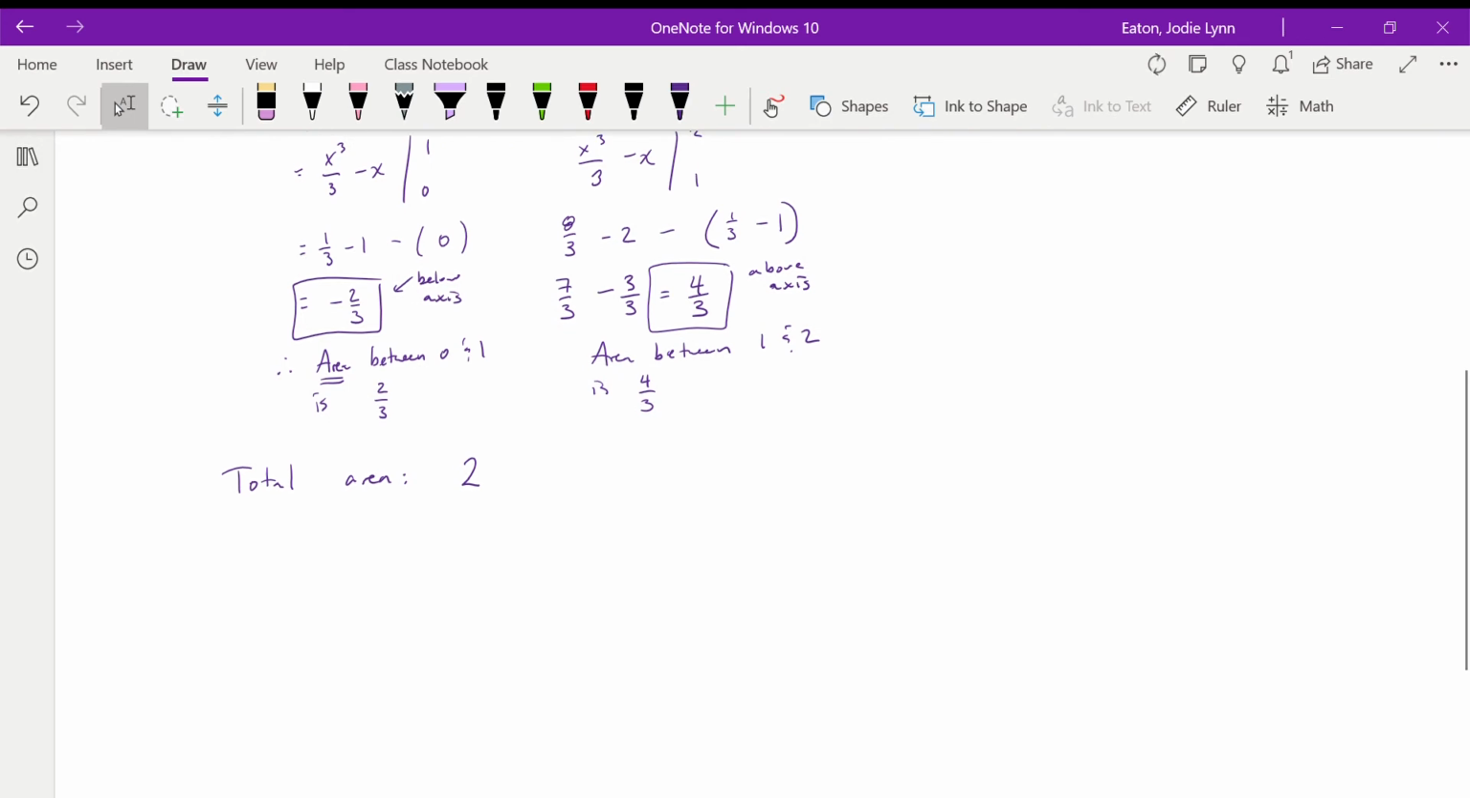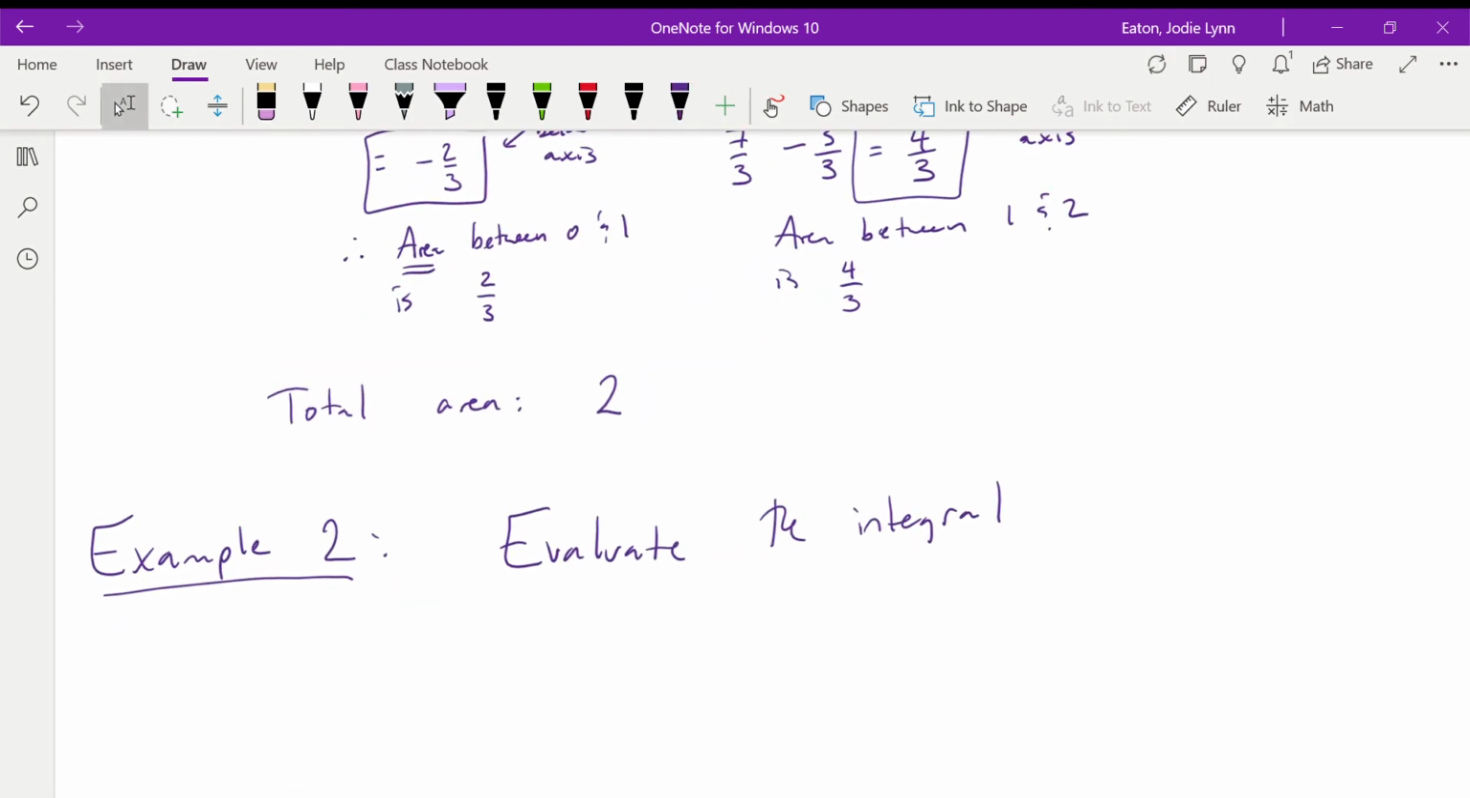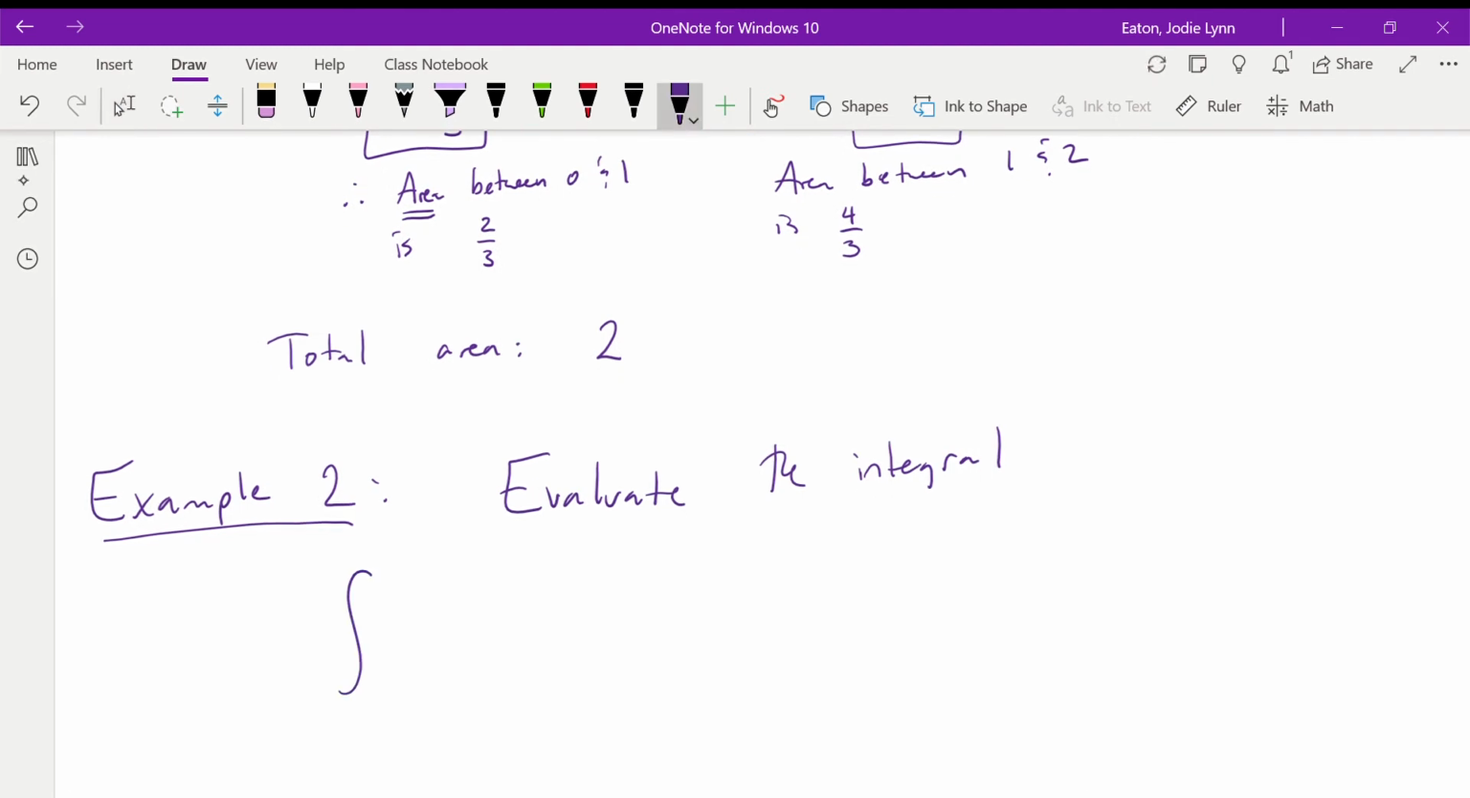Okay, so let's now look at another example. Where else can understanding this signed area help us? Well, we want to evaluate the integral from 0 to 4 of the absolute value of (x minus 2) squared minus 1 dx. So what does that look like?